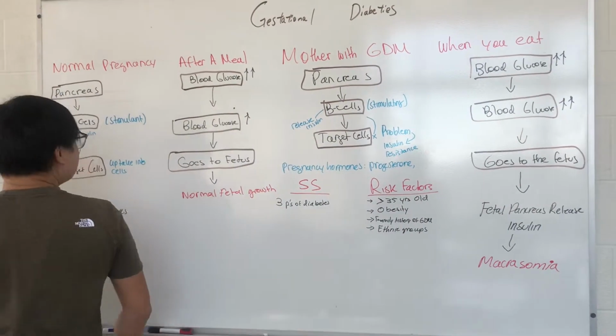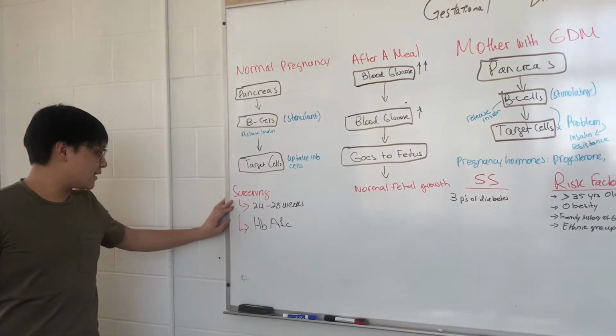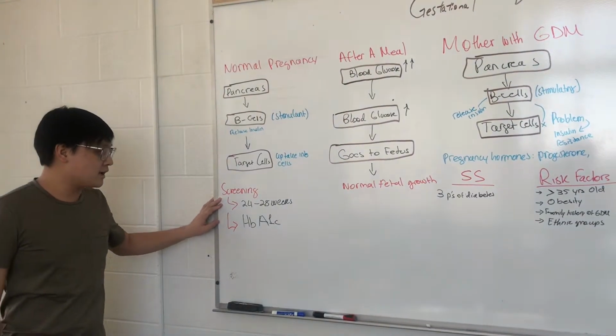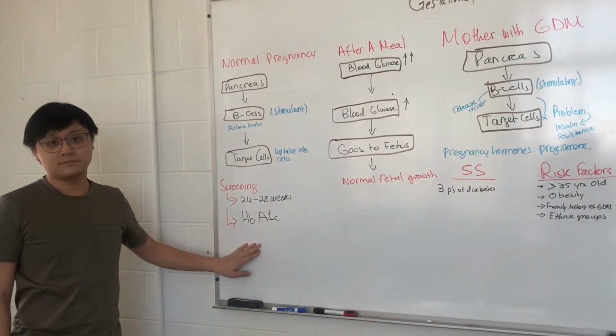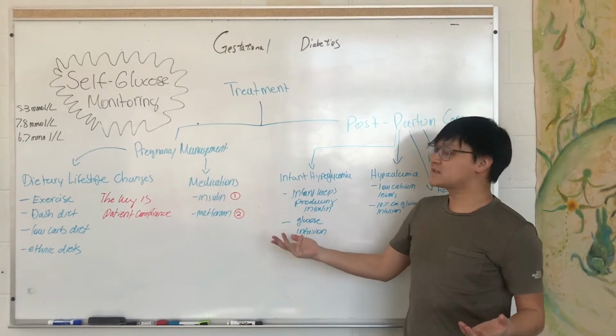So how do you tell if you have gestational diabetes? You do a screening. If you have no risk factors, at about 24 to 28 weeks, you do an HbA1c test. All right, so now we're going to talk about the treatments for gestational diabetes.